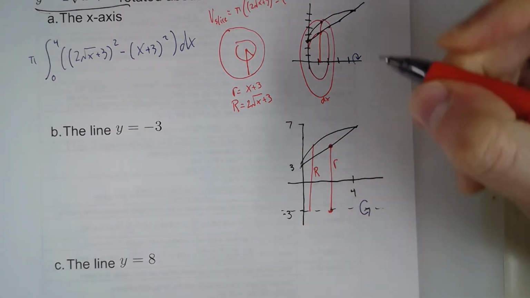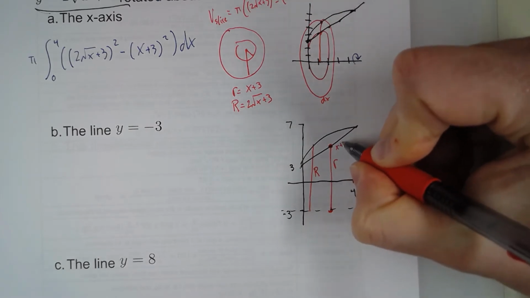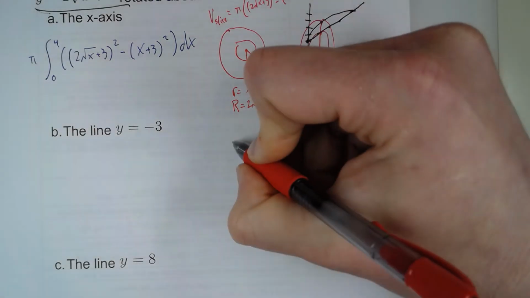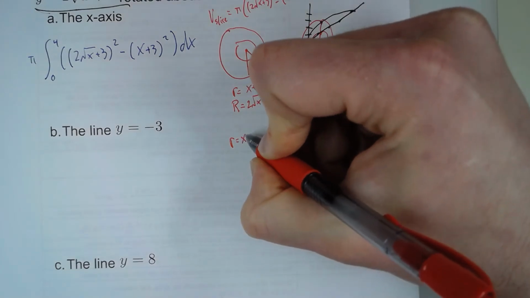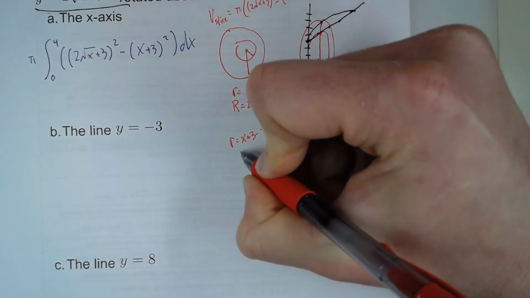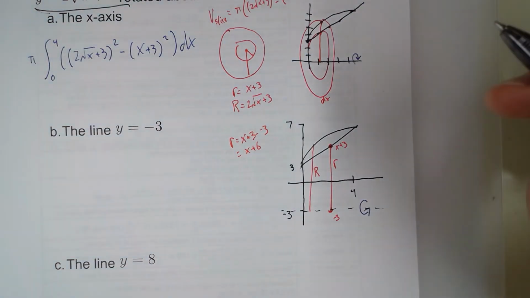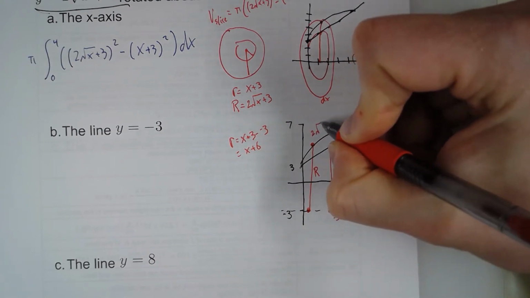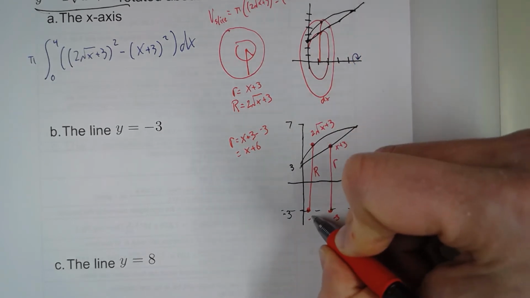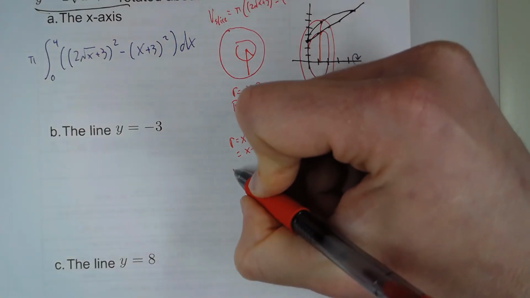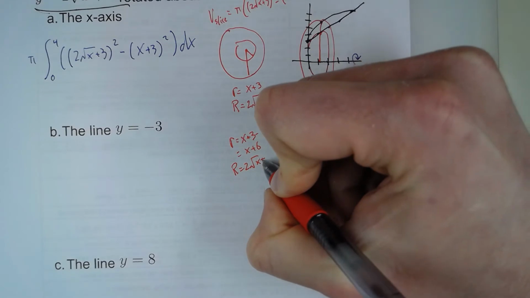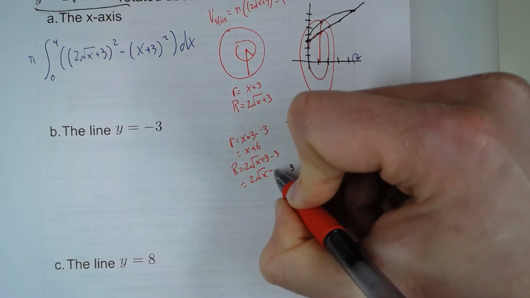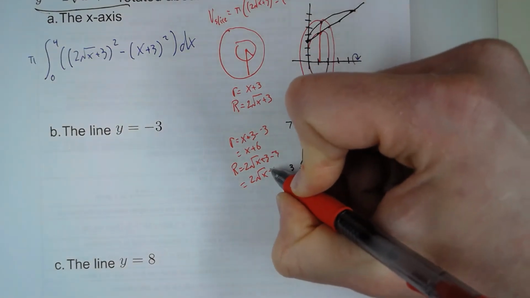Now to find the lengths, what we do is we say, all right, what's this? This is x plus 3. And what is this? This is negative 3. And we subtract them. So that means little r equals x plus 3 minus negative 3. So that's x plus 6. To find big R, we take this up here, which is 2 square root of x plus 3, and then we subtract the bottom. We subtract negative 3. So 2 square root of x plus 3 minus negative 3. We have 2 square root of x minus negative 3, forgot that negative, plus 6.